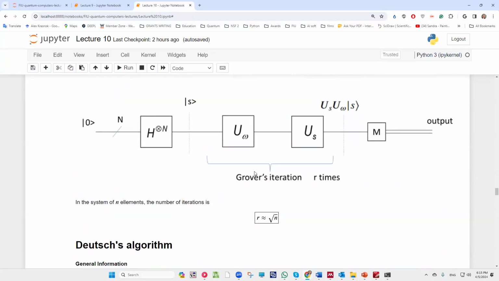So this is it about Grover's algorithm. Do you guys have any questions?